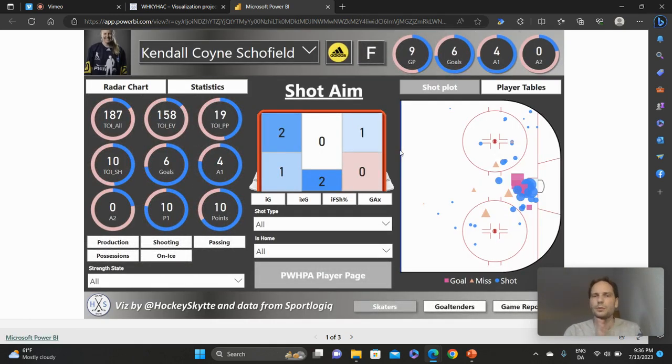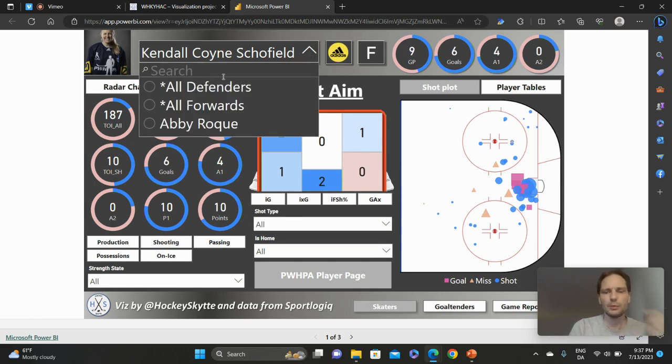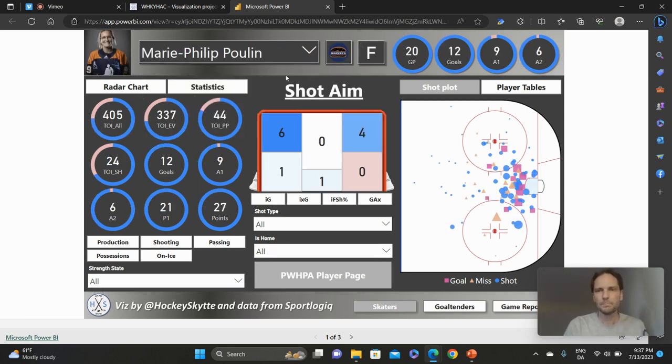Okay, so this is what the skater dashboard looks like. We just want to use an example. We can go to Marie-Philip Poulin, just like that. And from here, we can extract almost any information from the entire data set in this one single visualization. So we'll just go through it really quickly.